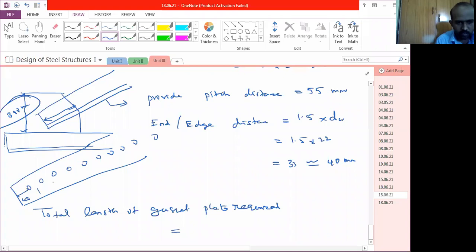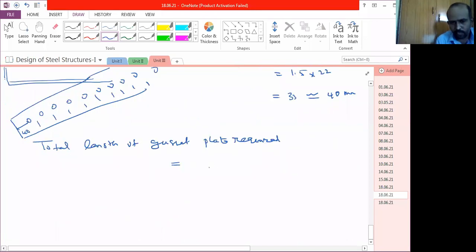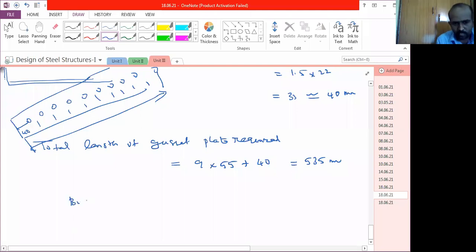How many gaps are there? 1, 2, 3, 4, 5, 6, 7, 8, 9 gaps are there, right? So 9 into 55 plus 40 mm. Do you understand what I am calculating? So this much length of gusset plate is needed. Suppose I am providing the connection like this, how much length is needed? 535 mm.